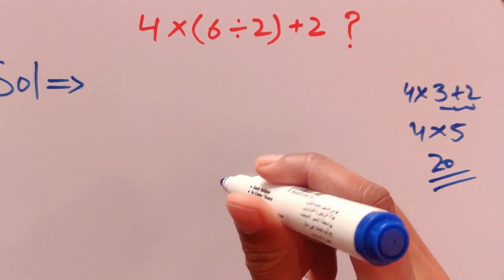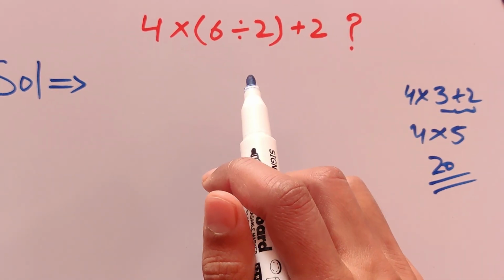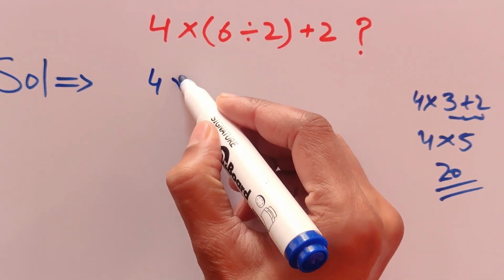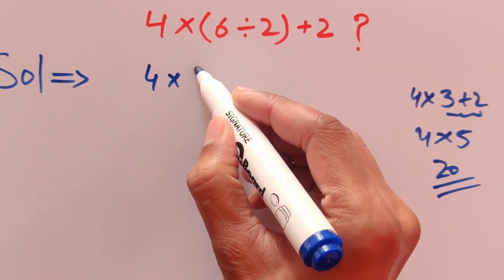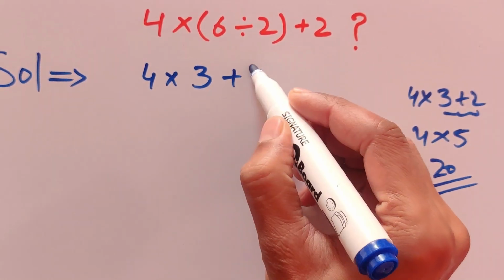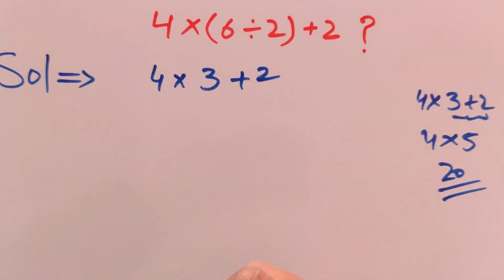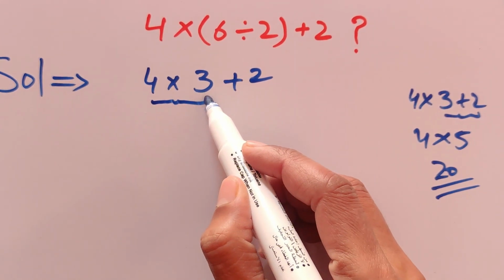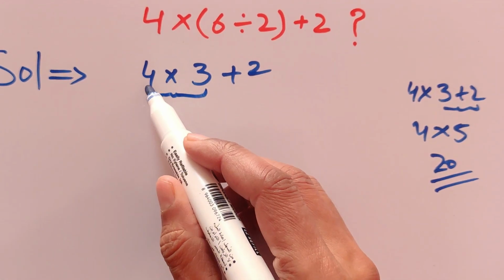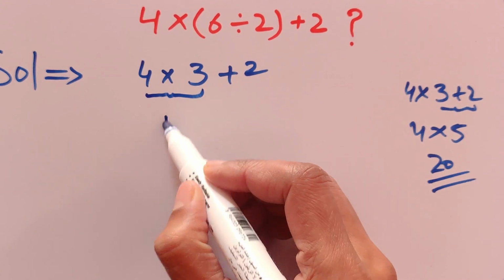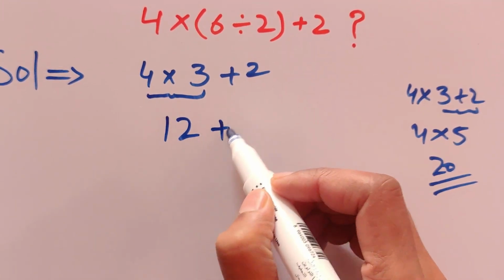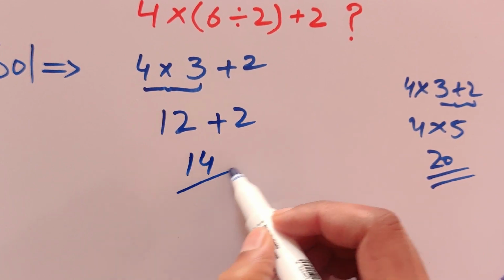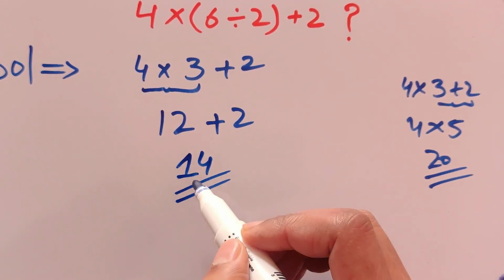Okay, so step 1, parenthesis first, we start inside the parenthesis. So 6 divided by 2 is 3, plus 2, right? Now multiplication and division from left to right. So 4 times 3 equals 12, plus 2, and 12 plus 2 equals 14. So the correct answer is 14.